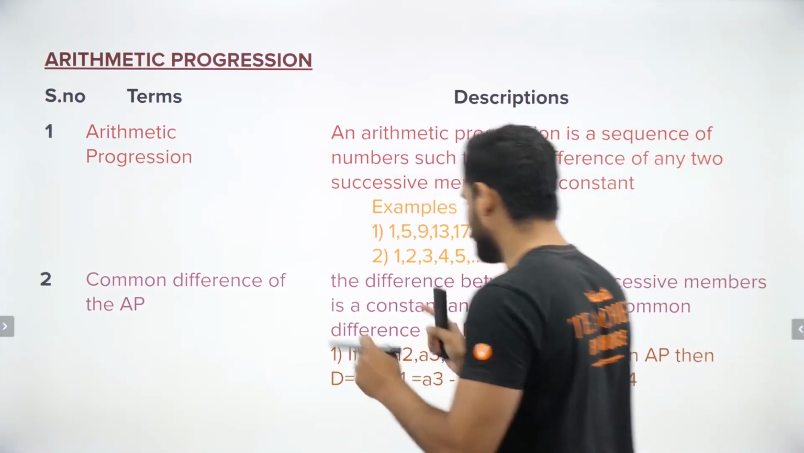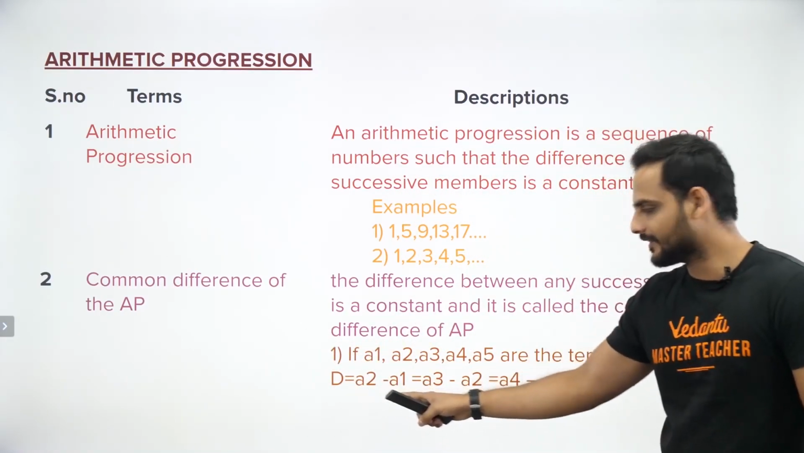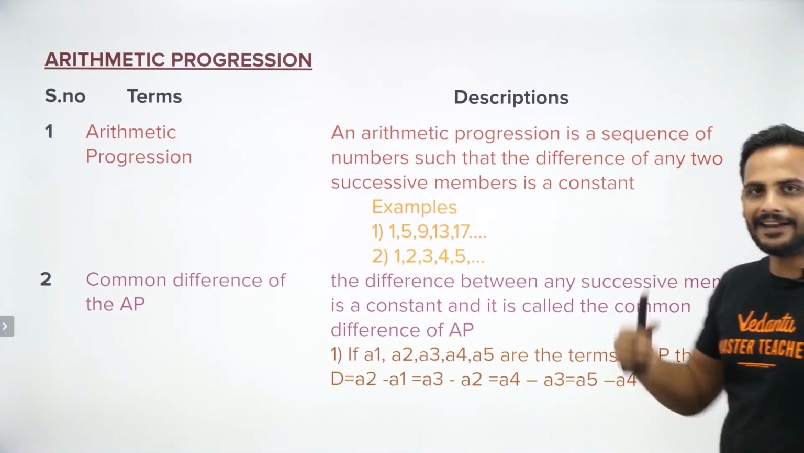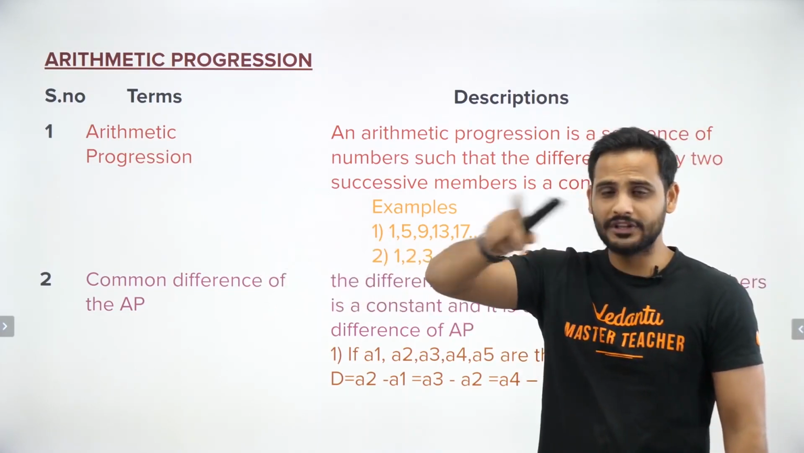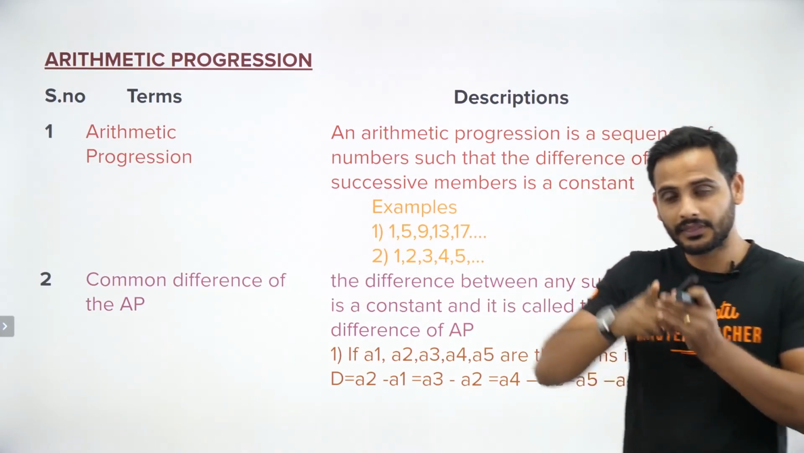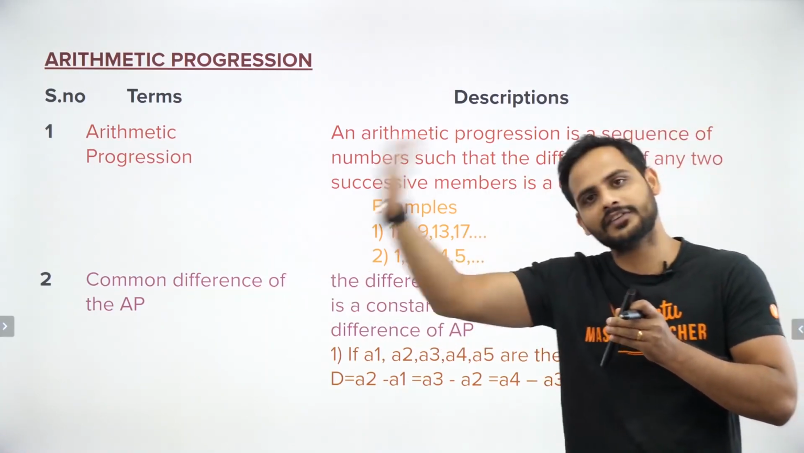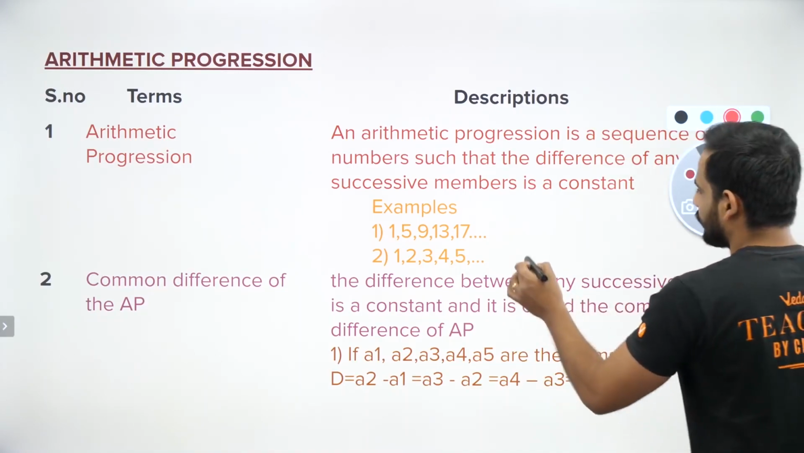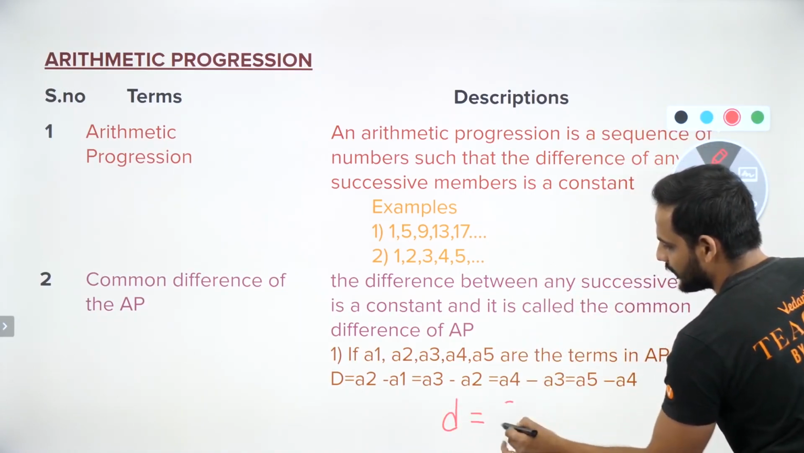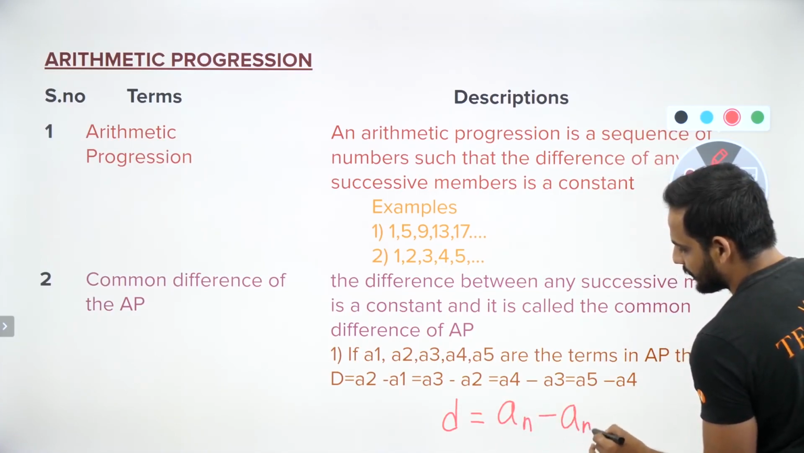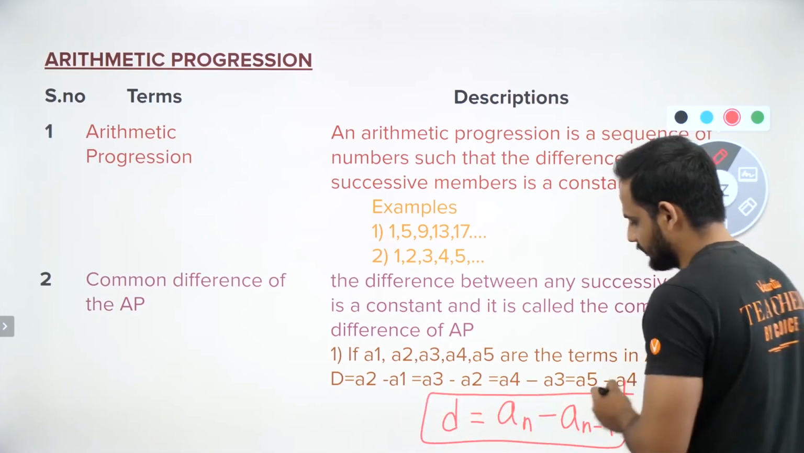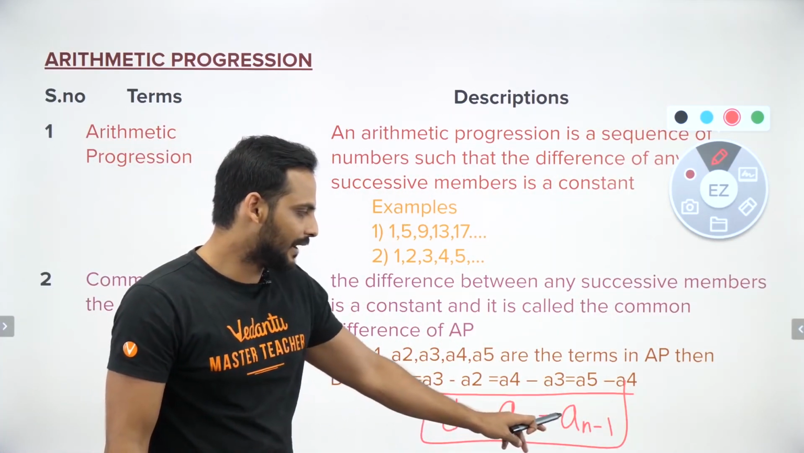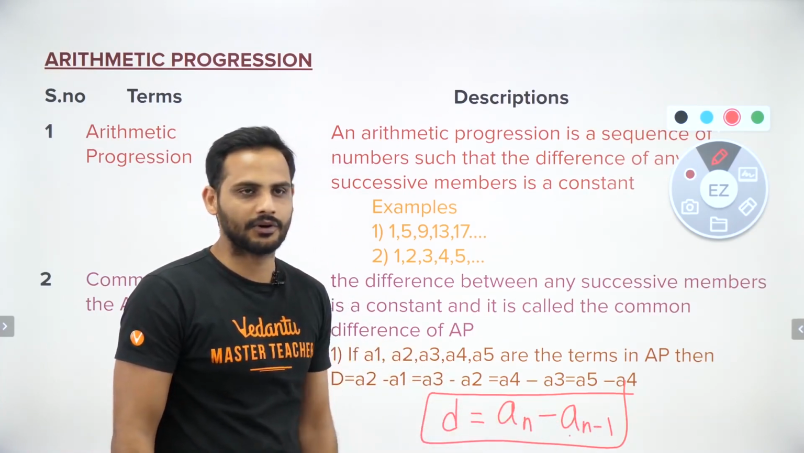Common difference of an AP, always remember, as I have told you, either it will be A2 minus A1 or A3 minus A2 or A4 minus A3. So the term minus the previous term. You cannot do the opposite, A3 minus A4. No. A4 minus A3. A3 minus A2. Previous term you have to subtract. So for the common difference, there is a very easy formula. Common difference is an, the nth term, minus the previous term, which is an minus 1. If n is equal to 5, a5 minus a4. Like that.